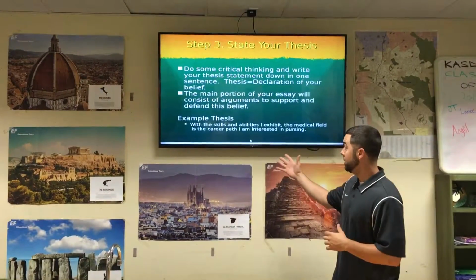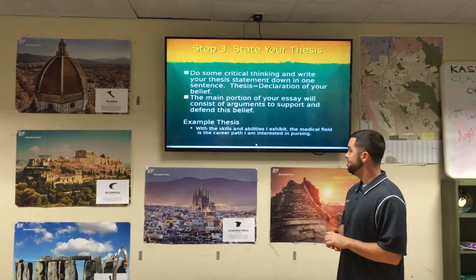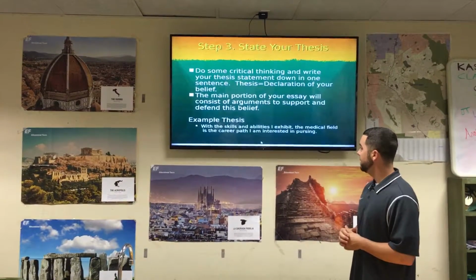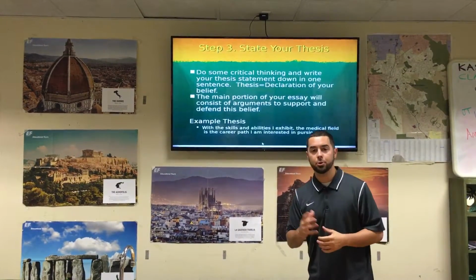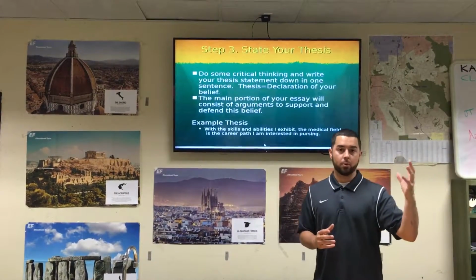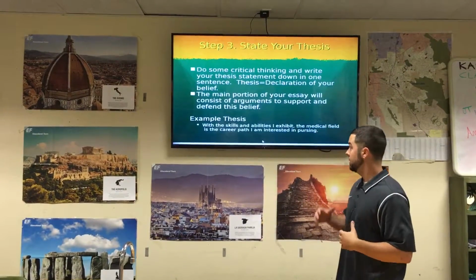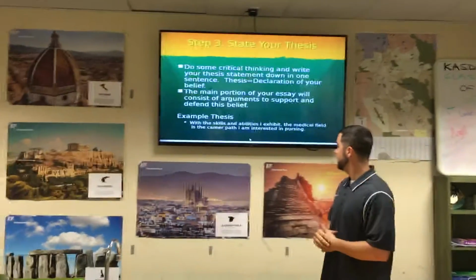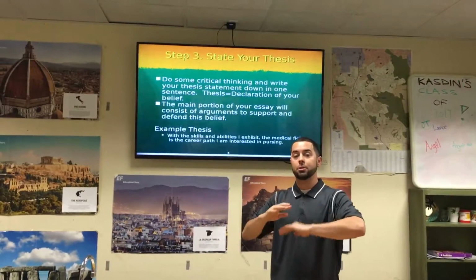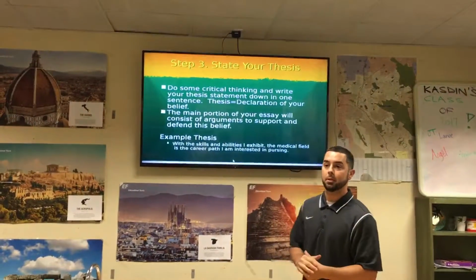Down here at the bottom, you guys all see I've written down an example thesis, and it goes, with the skills and abilities I exhibit, the medical field is the career path I am interested in pursuing. So for your research paper, you want to write down why you're going to do what you might do. You're going to write that thesis, and then everything else following that thesis will be to support your claim.